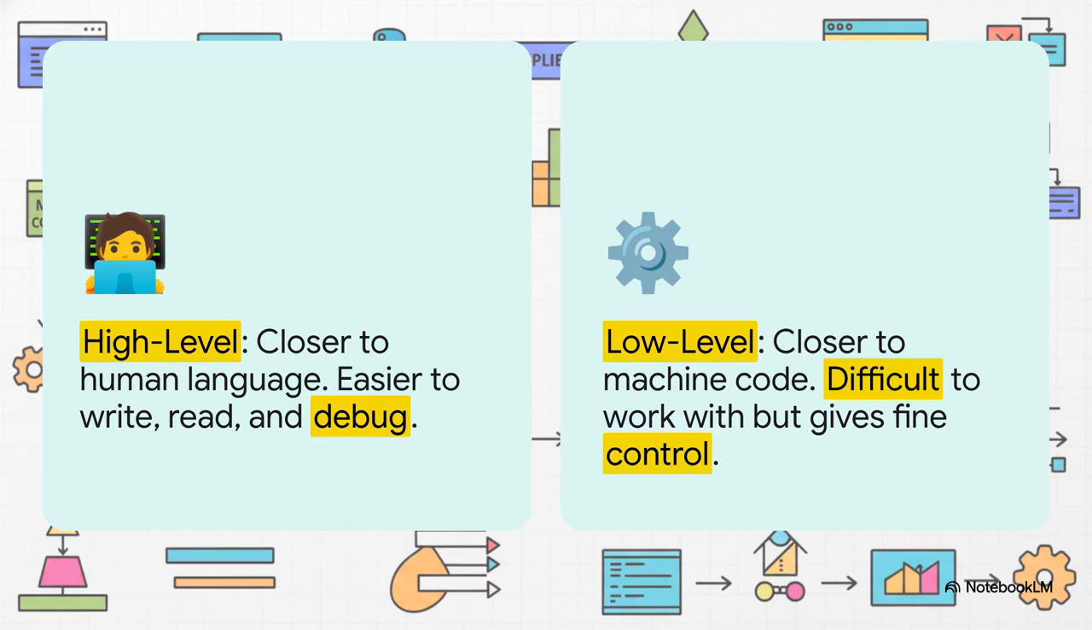This makes them so much easier for us to write, read, and fix when they go wrong. Then on the flip side, you have low-level languages. These are much closer to the metal, to the machine's native language. They give a programmer incredible control, but boy, are they a lot tougher to work with.